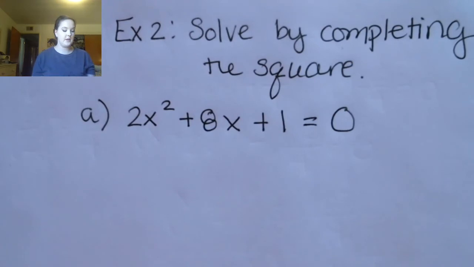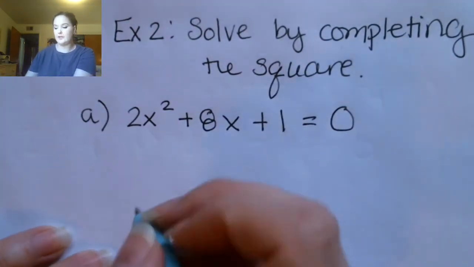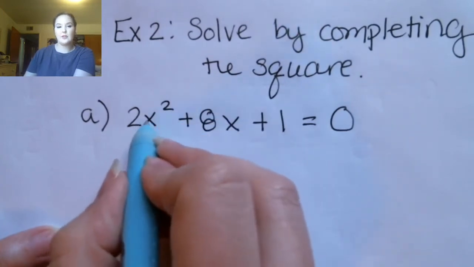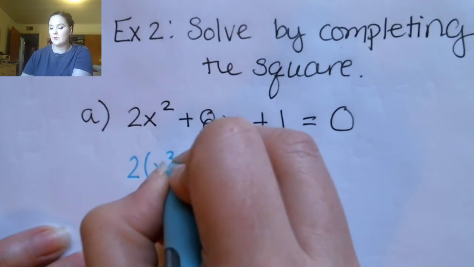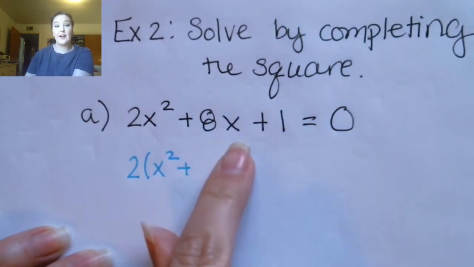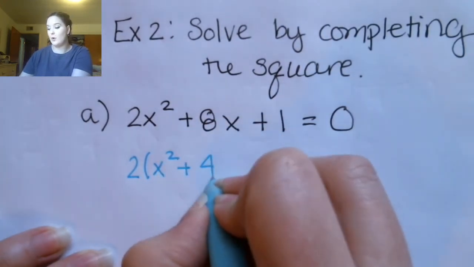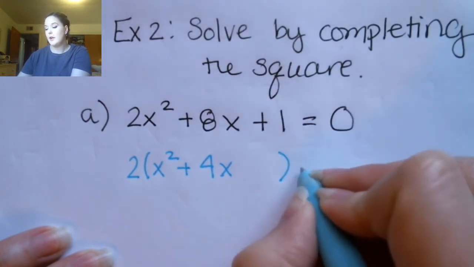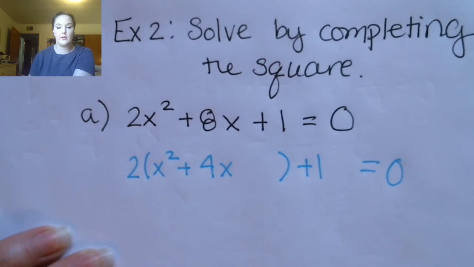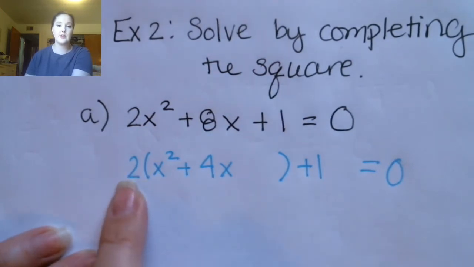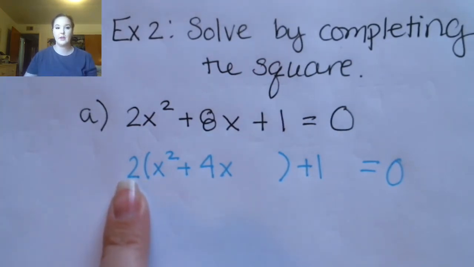So now when I go to group my terms, this is the main part that's different. I'm going to factor this leading coefficient out. So I'm going to have 2 times x squared plus, when I factor the 2 out here, 4x. And I'm going to leave my plus 1 totally alone, because it's outside the parentheses, I don't need to factor out the 2.